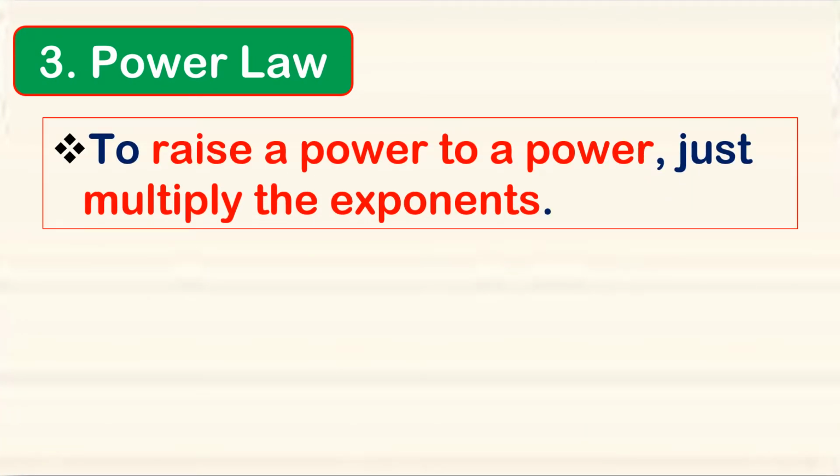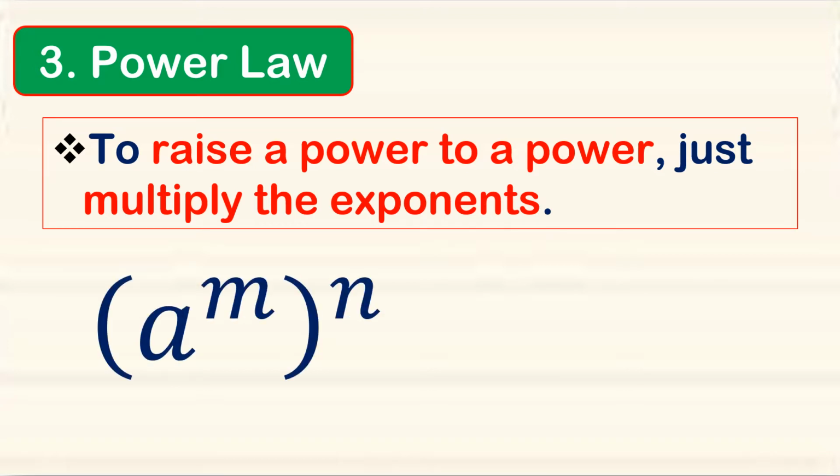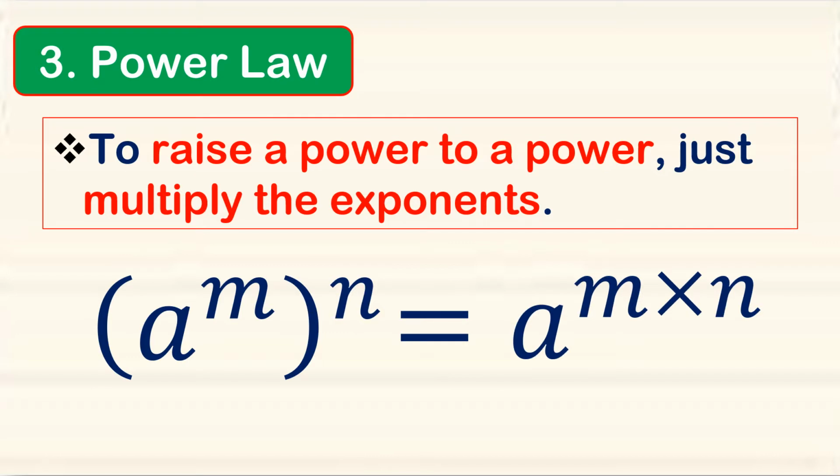The third one is the power law. It states that to raise a power to a power, just multiply the exponents. If we have a to the m raised to n, it is equal to a raised to m times n. So we are going to copy the base and we are going to multiply the exponents.